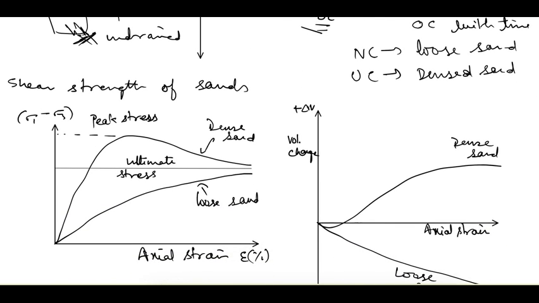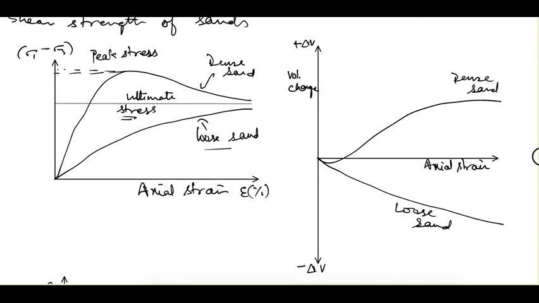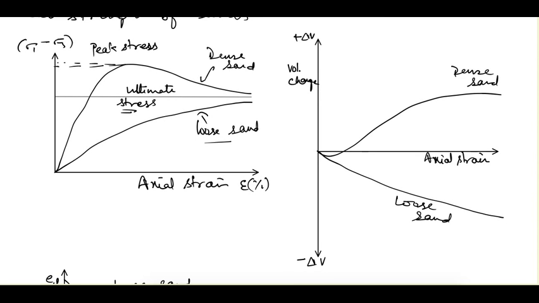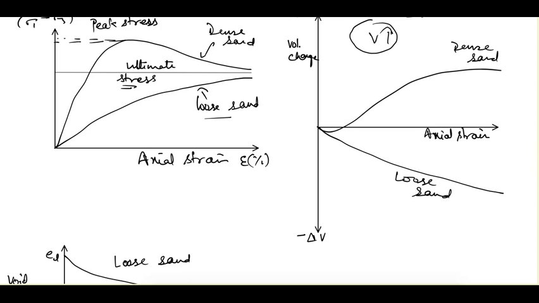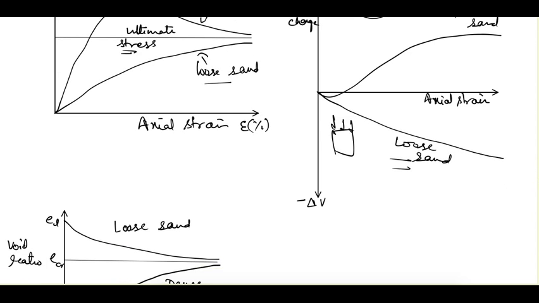Here we can see the same things: for dense sand the stress increases up to its peak stress, and after that as the strain increases the stress decreases and it reaches its ultimate stress. Whereas for loose sand, as the strain increases the stress simply increases and it reaches its ultimate stress point. And for the volume change, for the dense sand, first it shows a little decrease in volume, and after that its volume increases because it dilates. And similarly for loose sand, when it is compressed, its volume will simply decrease when it is strained.